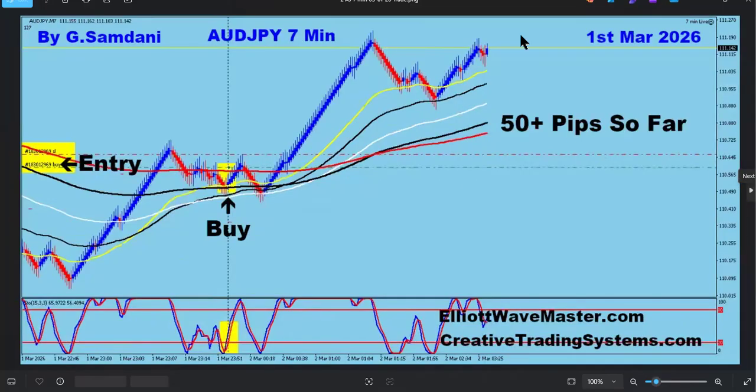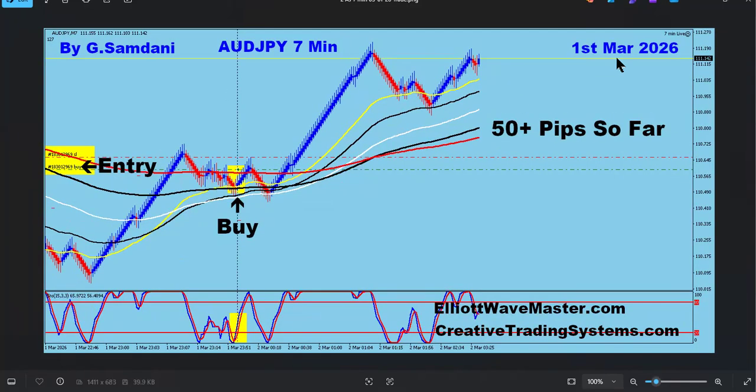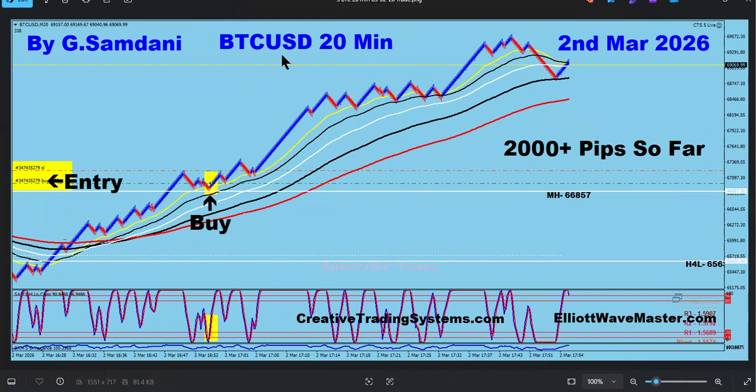This is the first one, and then the second one on March 1st. Aussie Yen 7-minute chart, buy orders right there. Again, by the book entry, 50 pip here. And this is Bitcoin again, the entry here on March 2nd. I made the video about the Bitcoin that is going to go up, and it's been going up. Last week, the last couple of days, it dropped, but it was going up. This drop is also a retracement, so probably it's going to turn around and go up again next week, and I'll be all over it.